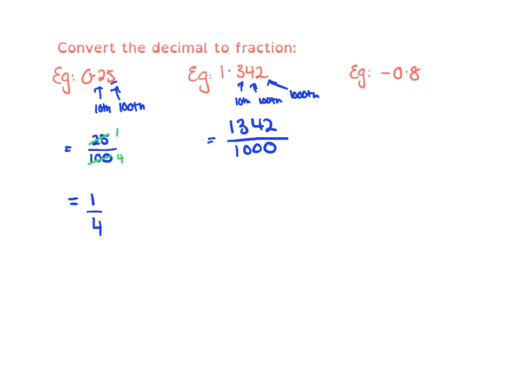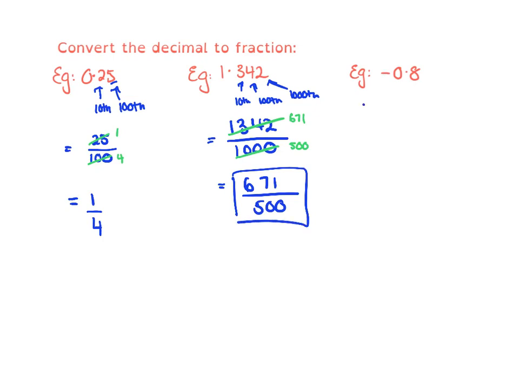Okay, and then I'm going to simplify it if I can. So I know that 2 goes into it at least, so I might try that one first. So 2 goes into this 671, and 2 goes into 1,000 500 times. And I don't think there's any other number that goes into those, so that's my simplest form.